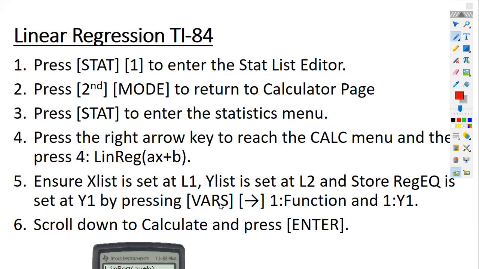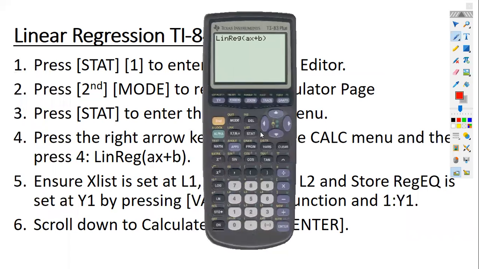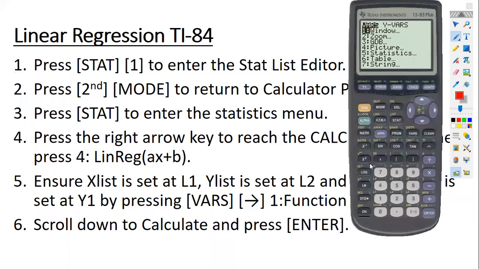We're going to press vars, then we're going to go to 1, and then we're going to press 1 again. So we're going to go vars, and you're going to press 1 and, oh, I'm sorry. Vars, arrow over. I drew the arrow. Sorry, I didn't say the words. My bad for not saying the word arrow.